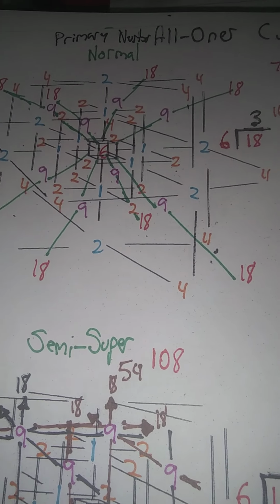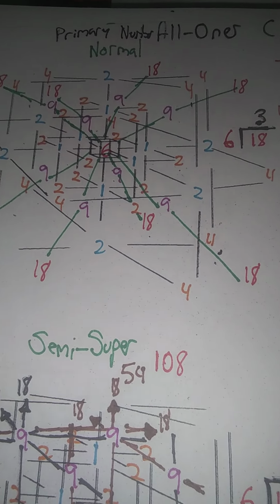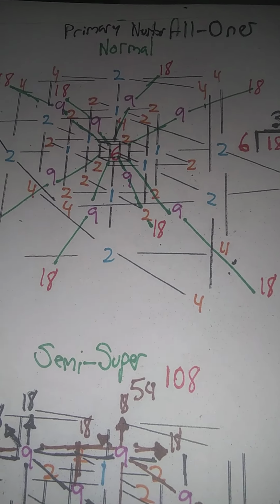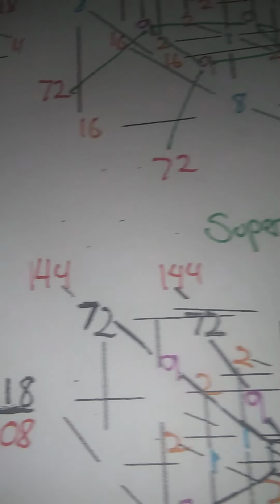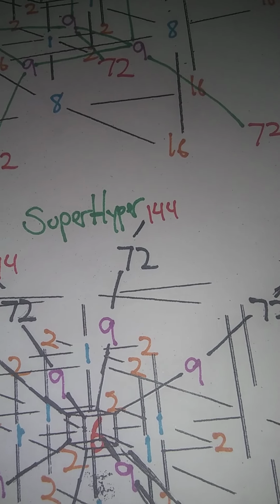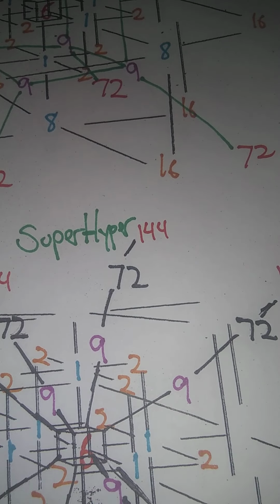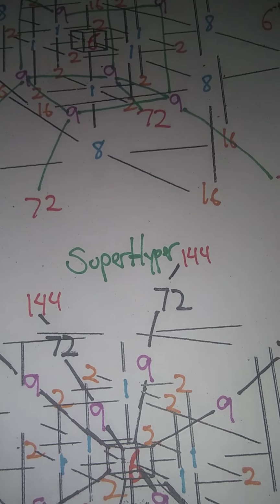I wanted to show with this video that there is a recurring pattern to the normal, the hyper, the semi-super, and the super hyper. These are four sets of magic ghost number cubes, types of magic ghost number cubes.